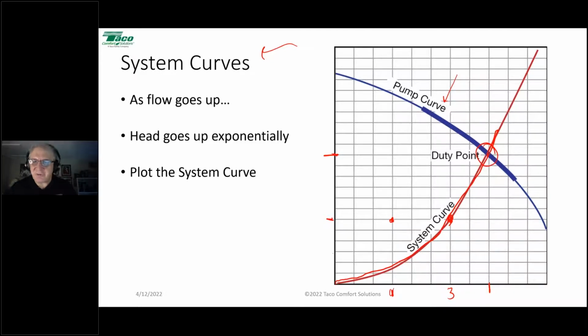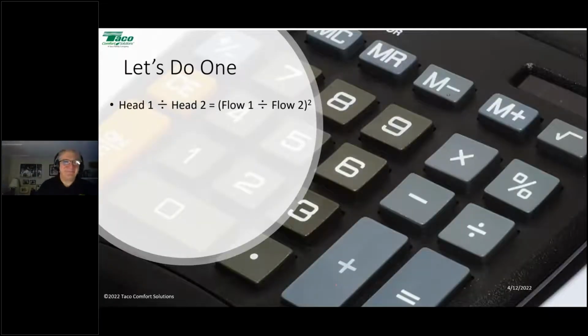So I already know 3 gallons a minute at 6 feet of head. I know one point on that curve. I also know another point on that curve, 0 at 0, because no flow, no head. So I know that part. Now, mathematically, I can figure out the other points on the plot. And there's a math formula, and I'm going to apologize for it in advance. Here it is: head 1 divided by head 2 equals flow 1 divided by flow 2, squared.